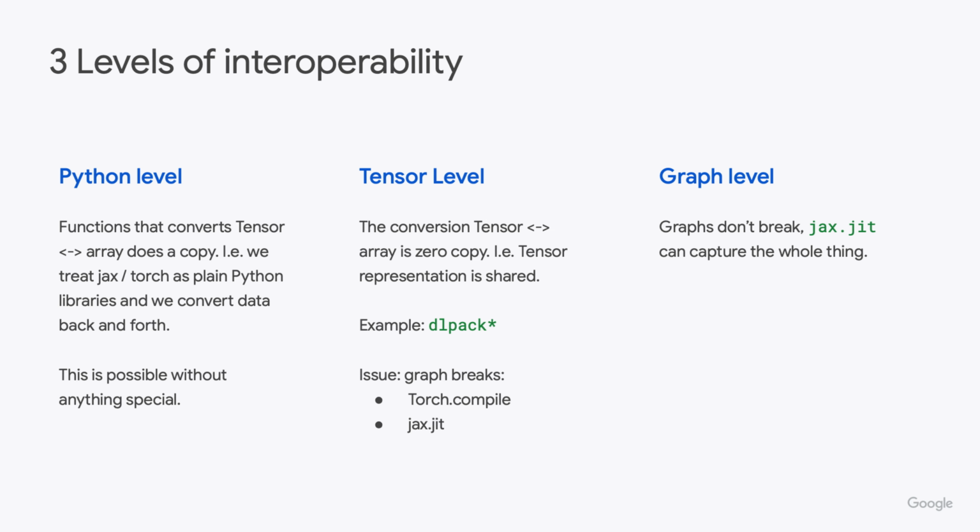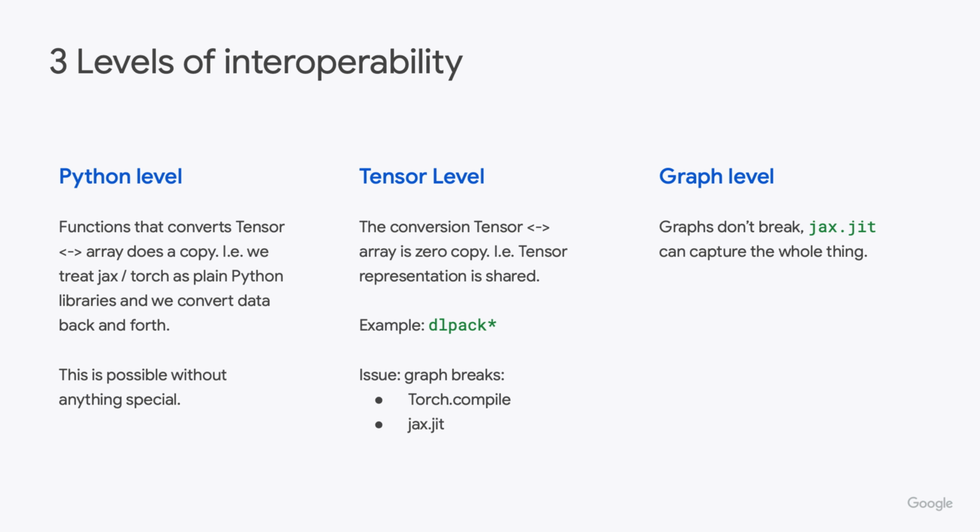So as plain Python libraries, they're of course composable and interoperable as long as you convert the inputs to the right type, right? You can of course copy the torch tensor into a JAX array, call the JAX function, and then once you have a JAX array returned from the JAX function, you convert back to a torch tensor. Then you have this Python level of interop, which I would argue any two Python libraries have, so there's nothing interesting there. And of course, the downside of doing this is you do a data copy every time, and we don't want to do that.